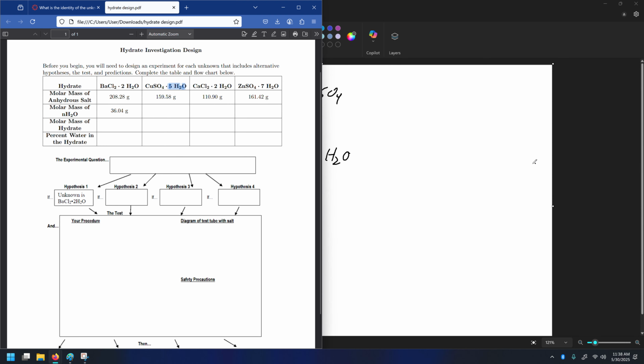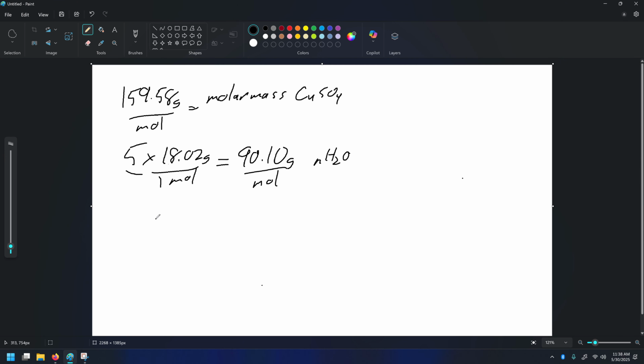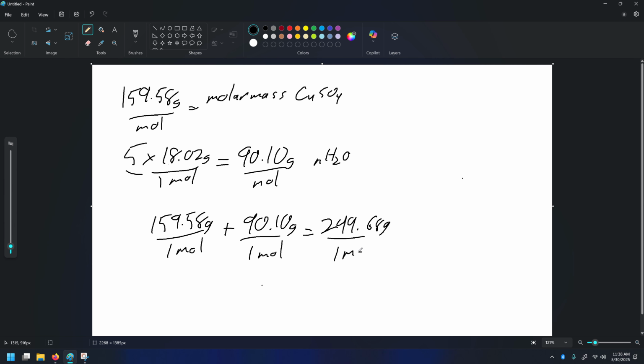For the next box, I'm adding together the molar mass of my anhydrous salt plus the molar mass of my nH2O. And so 159.58 grams per 1 mole plus 90.10 grams per 1 mole. And I get 249.68 grams per 1 mole is the molar mass for my hydrate. Molar mass for the hydrate. MM just to abbreviate molar mass.